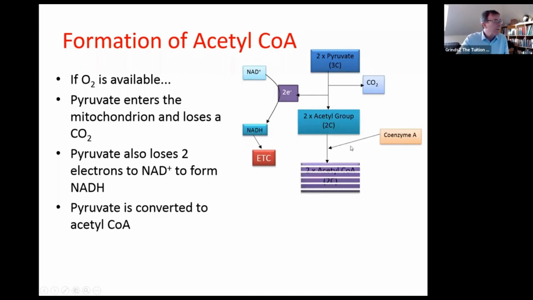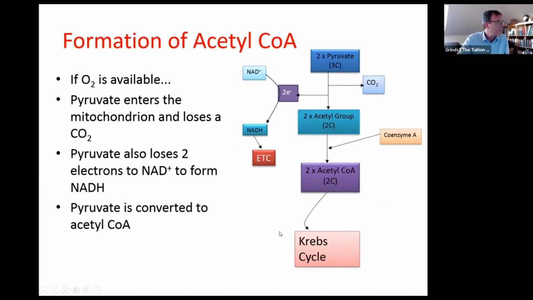And the acetyl group combines then with this coenzyme called coenzyme A, to form this acetyl coenzyme A. Now, the point of that is that this coenzyme facilitates the entry of the acetyl group into the next stage, which is the Krebs cycle.